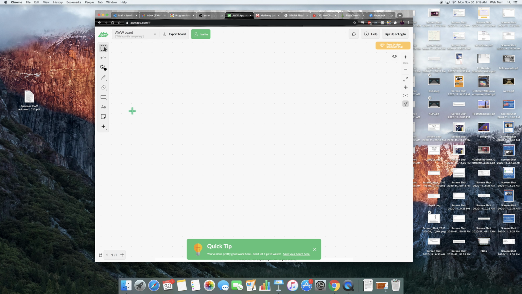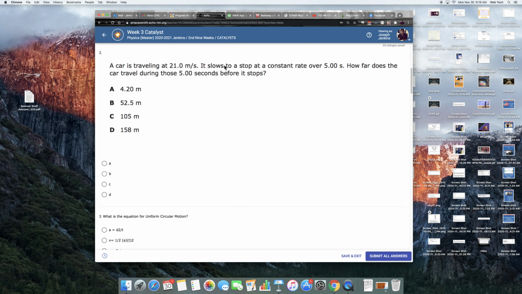So I'm going to draw my car here. It's traveling at 21 meters per second. So here's my car, and it's traveling at 21 meters per second. Well, that would be its initial velocity, as we say, right? Initially, it's going 21 meters a second. Let's see what else happens. It slows to a stop at a constant rate over 5 seconds.